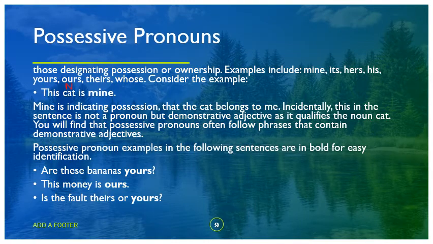Here this becomes an adjective. Now if I would have erased cat here, this is mine, then it would have become a demonstrative pronoun. I hope that you have got the idea now that after eliminating this noun, if I simply say this is mine, then this becomes pronoun. If I don't eliminate the cat here, then this becomes adjective because noun is already present here. So mine is indicating possession.